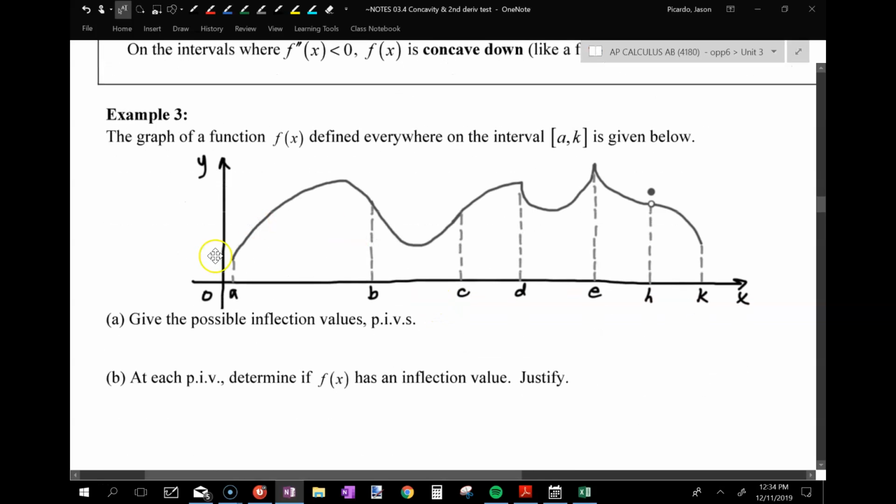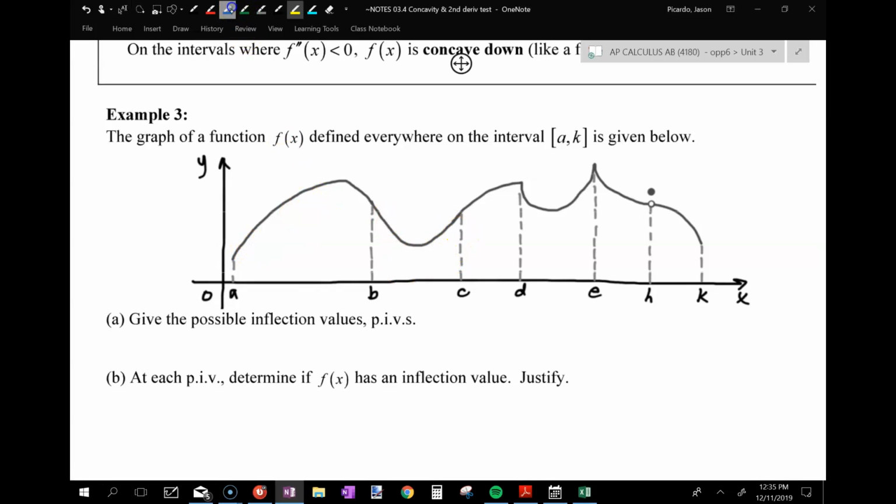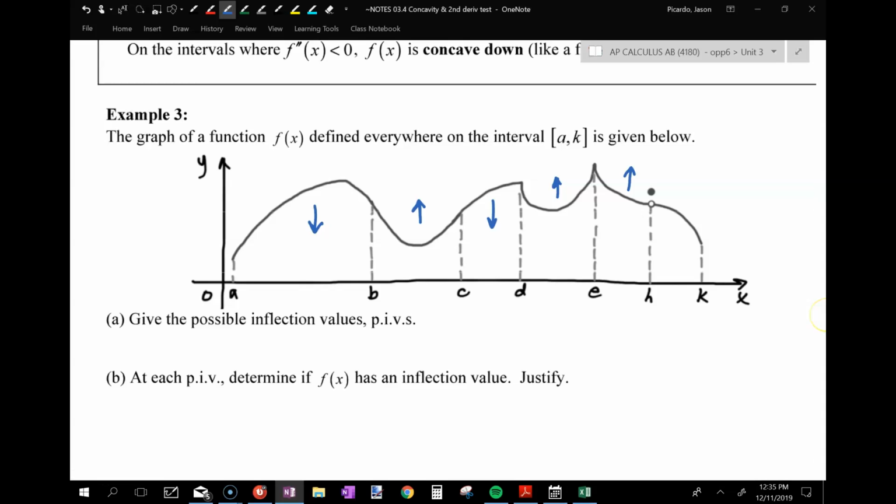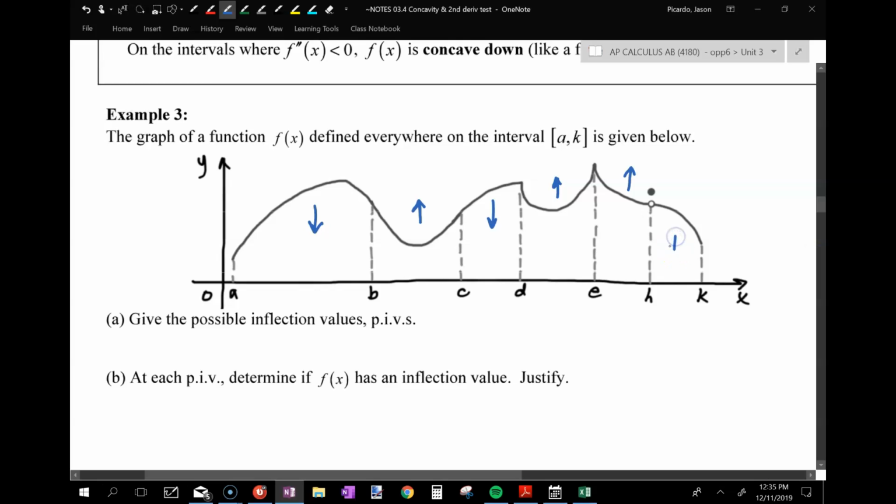Ready? From A to B. From A to B. Down. From B to C. So I'm down. I'm up. How about from C to D? I'm down. How about from D to E? How about from E to H? How about from H to K? Down.